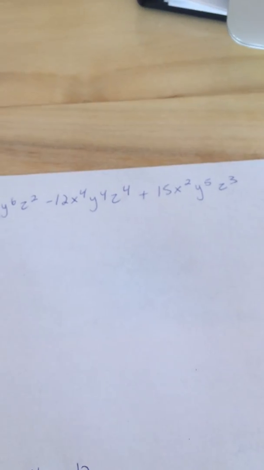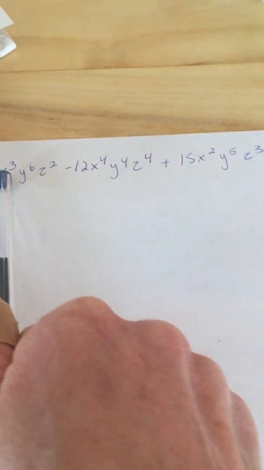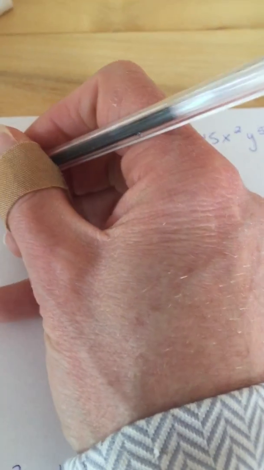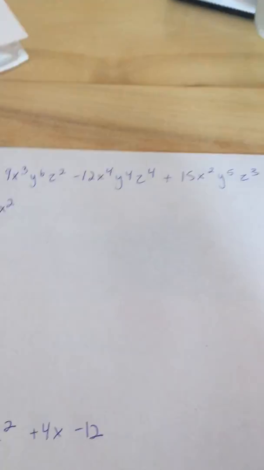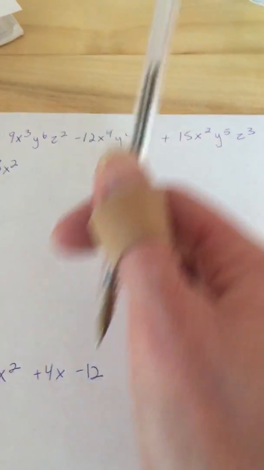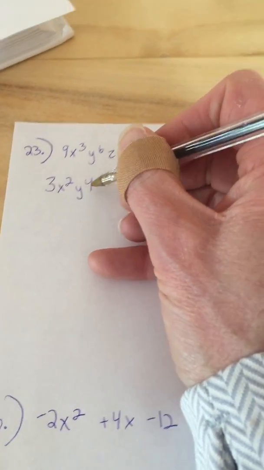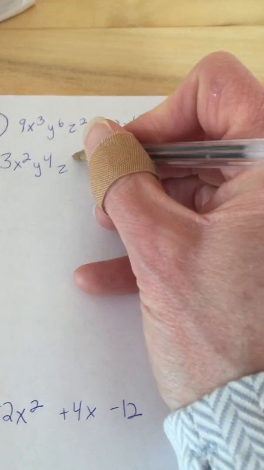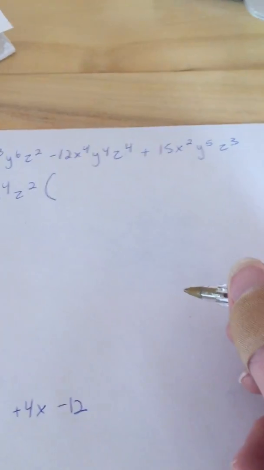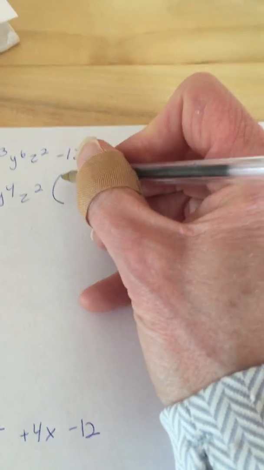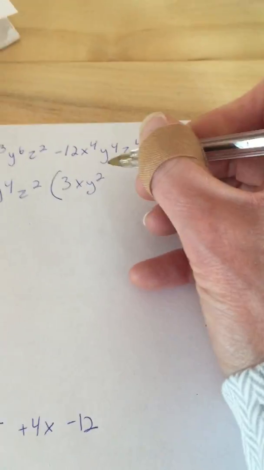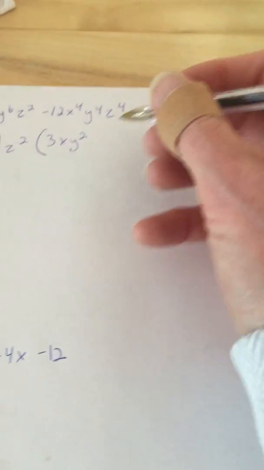I can also see that I can pull out an x squared from this x to the third, x to the fourth, and x to the second. So I'm going to pull out an x squared. I can see that I can pull out y to the fourth. And I can pull out a z to the second because everybody has at least that. So then I have my parentheses. And then that'll leave me here with 3x and then the y squared, and the z is canceled out.